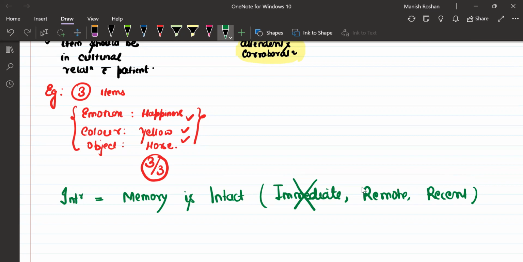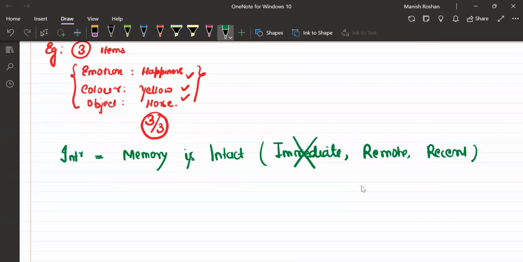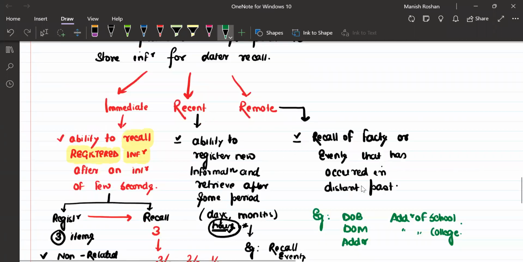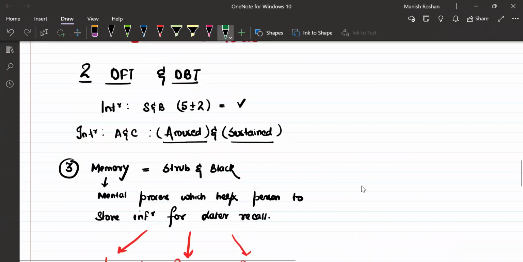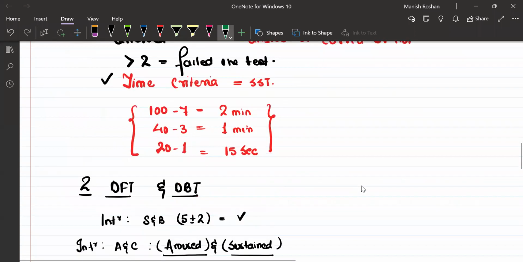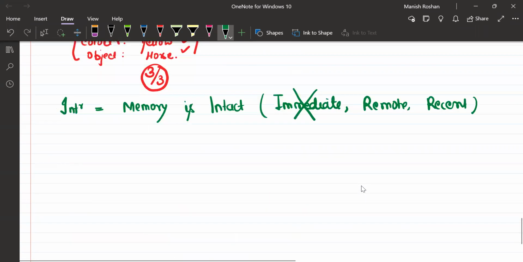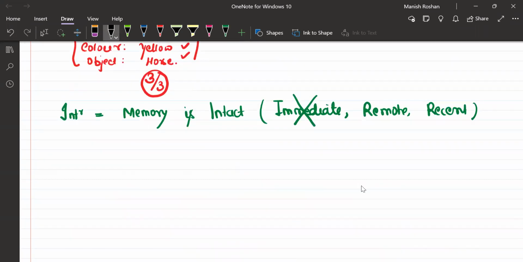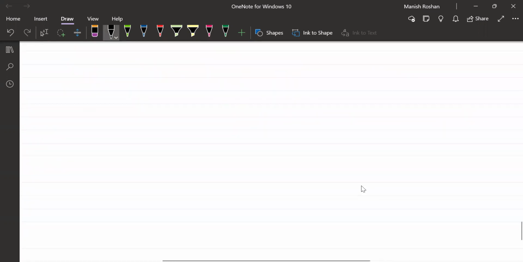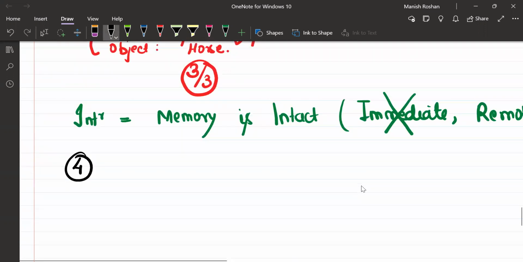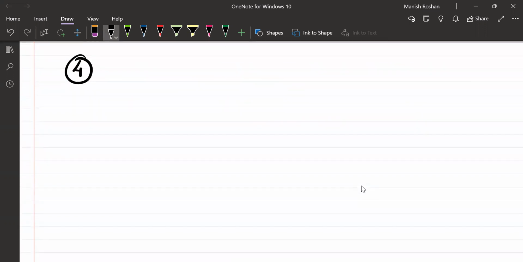Fine. Now let's come to another. This is the third in the sequence. So we have covered orientation, we have covered attention and concentration, we have covered memory. Now let's come to the fourth heading. So the fourth heading is the intelligence.